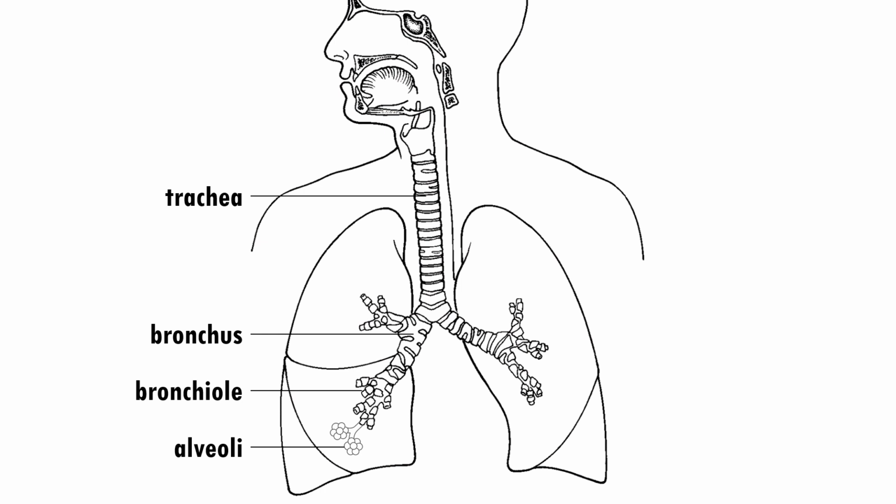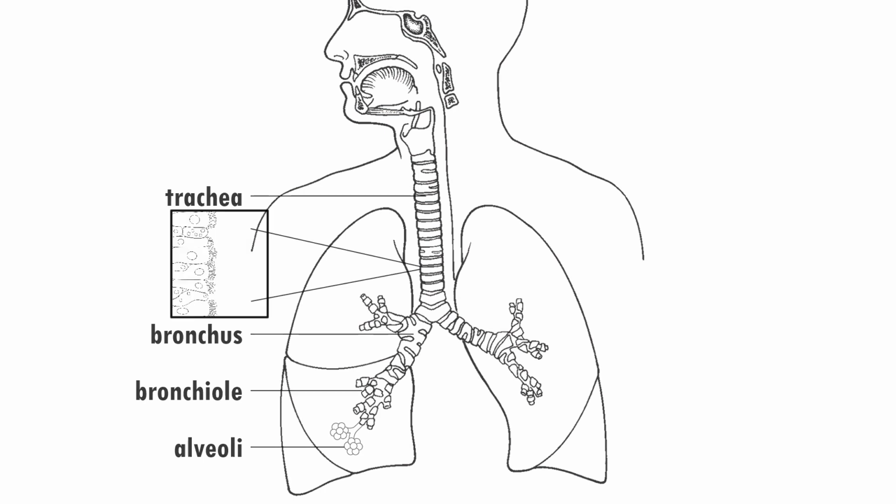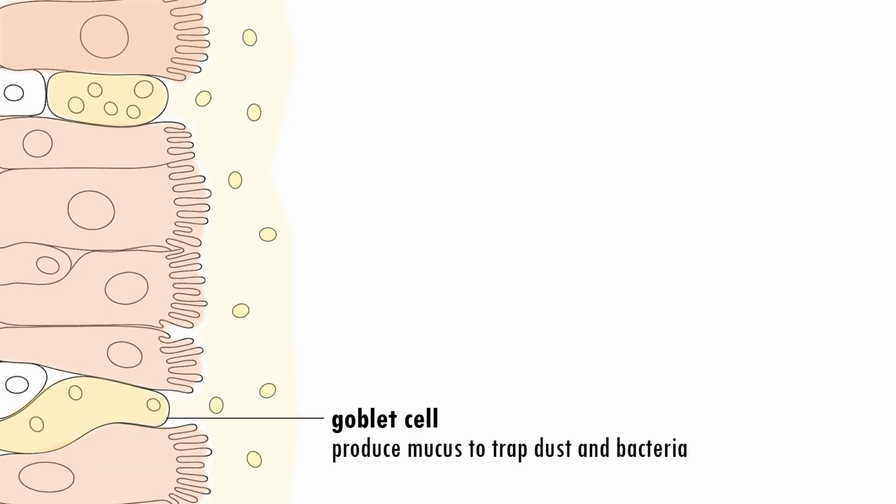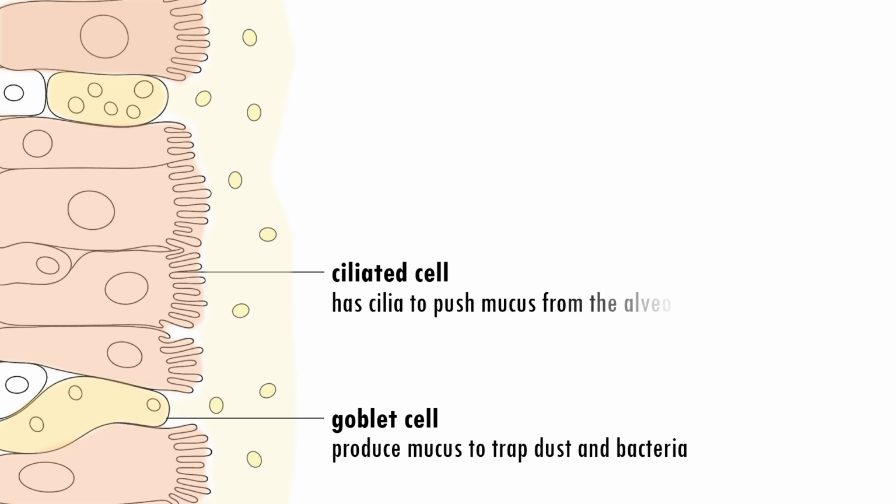Did you know your respiratory system is a dead end? That means if dust, smoke, or bacteria reach deep into your lungs, it's very hard to get them out. But don't worry, the airways have their own cleaning system. If you could zoom in on the inside of your trachea, bronchi, and bronchioles, you'd see two special types of cells. Goblet cells produce mucus. This sticky mucus traps harmful substances like dust and bacteria. Ciliated cells have tiny hair-like structures called cilia that gently sweep the mucus upward, away from the alveoli and toward the throat. Once it reaches the throat, the mucus is swallowed, and any trapped pathogens are destroyed by stomach acid.